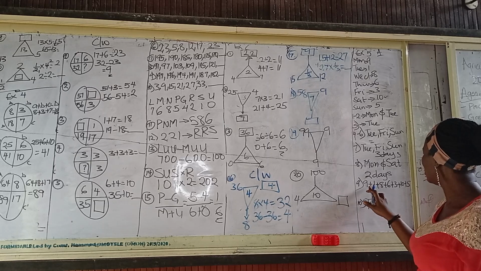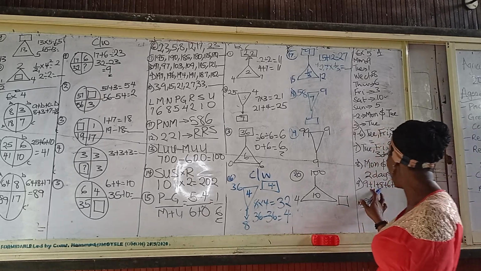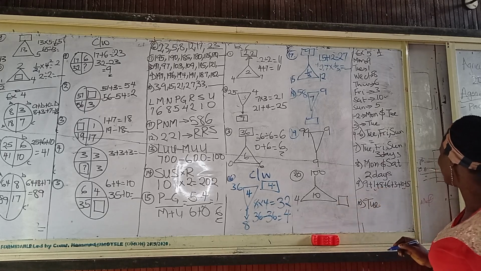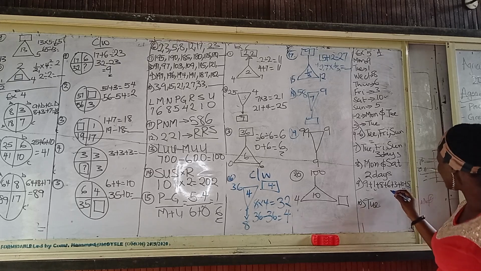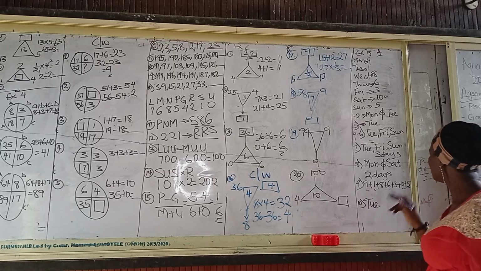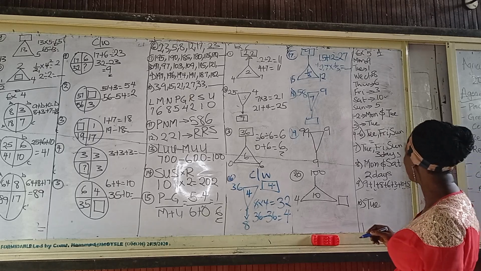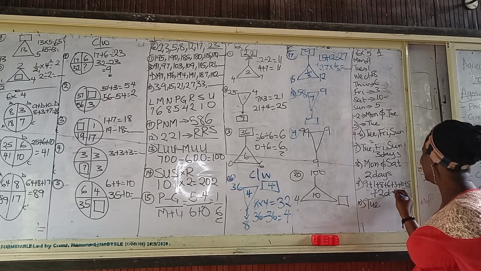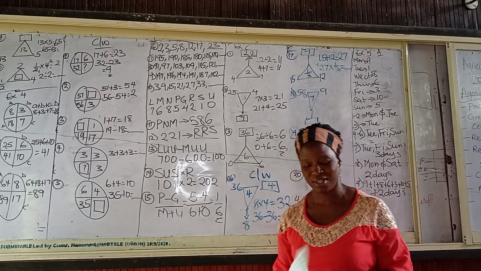In case you want to add this together, 9 plus 1, that gives you 10. 10 plus another 10, that gives you 20. 20 plus 5, that is 25. 25 plus 6, that's 31. 31 plus 3, that is 34. 34 plus 8, that is 42 days. So now we are going to the last question.